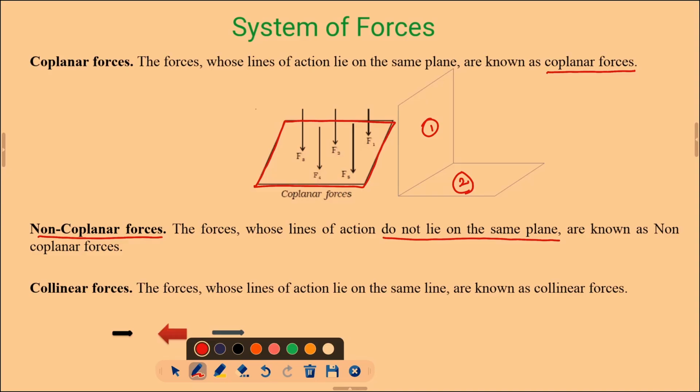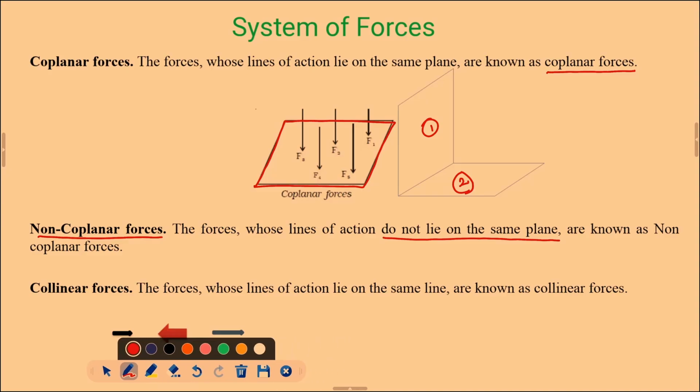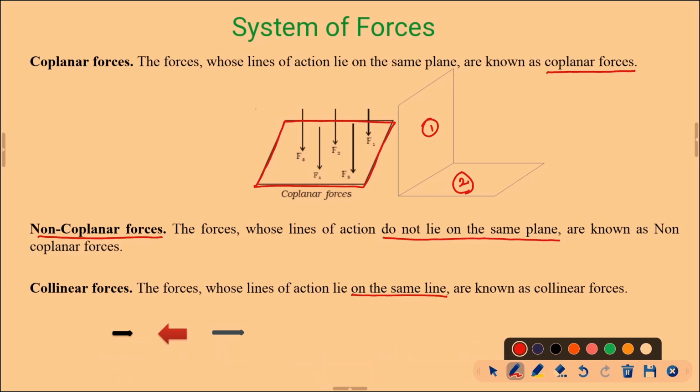Next is collinear forces. What is meant by collinear forces? The forces whose line of action lie on the same line. For example, consider this. All the three forces act on the same line. Irrespective of direction, you just see all three forces acting on the same line. It is called collinear forces.